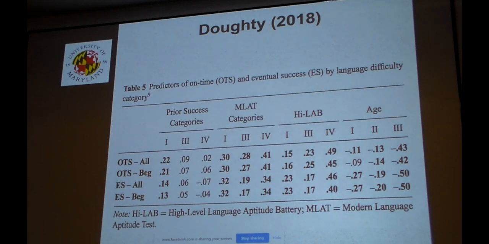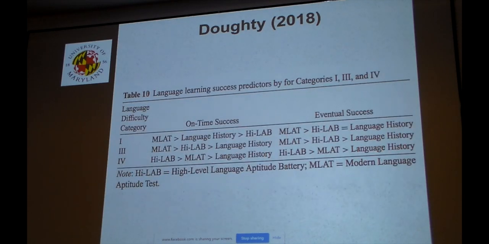When you look at category 4, then you see that the HiLAB performs somewhat better, especially if you look at what is called ESG, eventual success, not necessarily success within the given time limits of the school, but eventual success. Age, of course, is also a predictor that plays a role, especially in the higher languages.